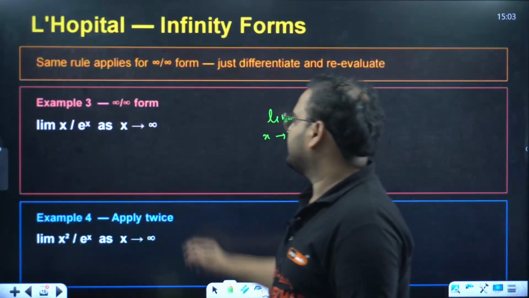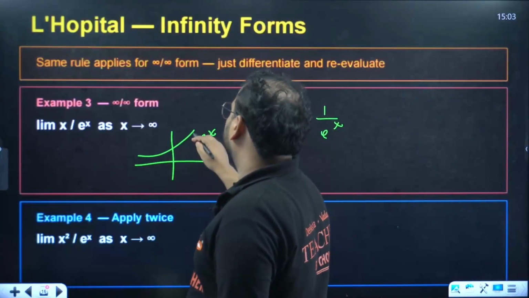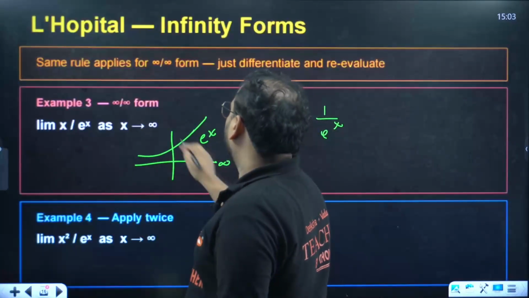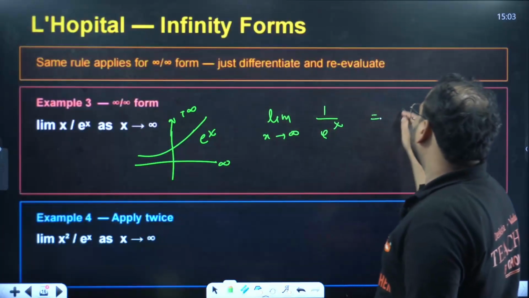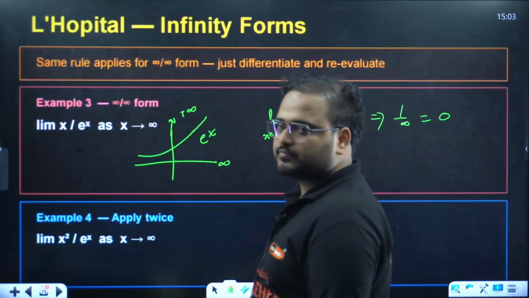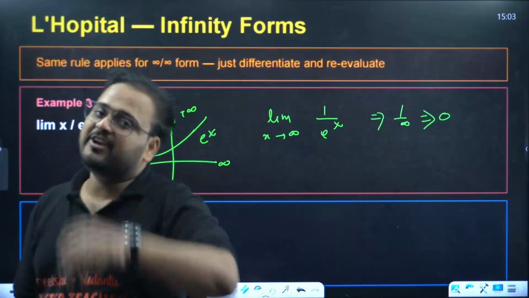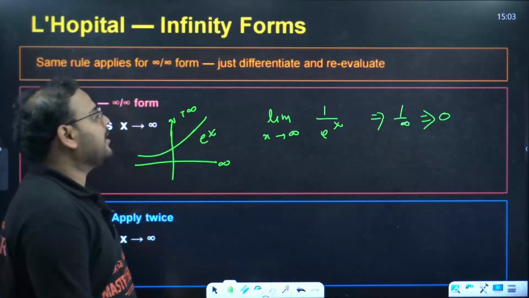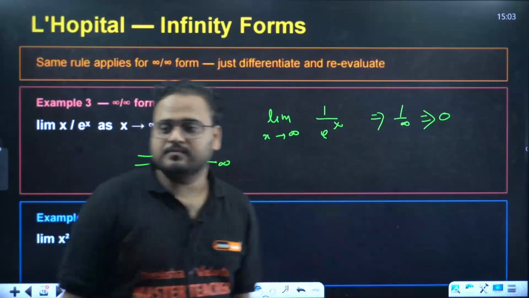Do you remember? Look at the graph of e power x. This is the graph of e power x. When x goes to infinity, y also goes to infinity. So you'll have basically 1 upon infinity, and you know this is nothing but equal to 0. Whenever you have 1 by 0 it is infinity, and 1 by infinity is 0. So e power x becomes e power infinity, that is infinity, so the answer is 0.